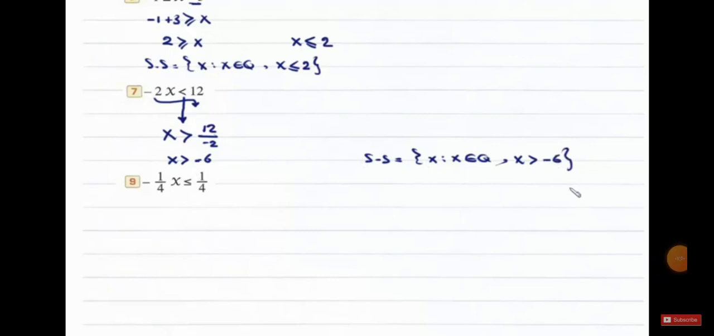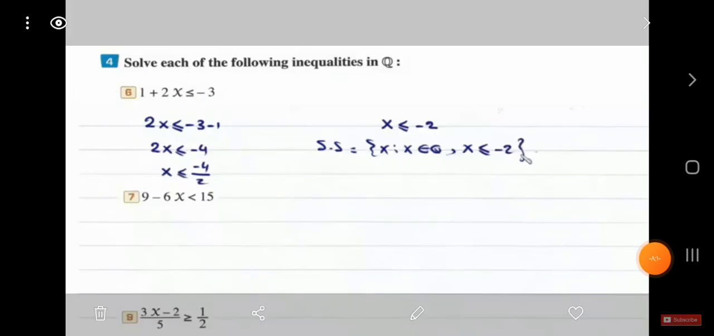Another example, negative 2x less than 12. Then we can say x more than 12 divided by negative 2. We change the sign because we divide by negative 2. Then x more than negative 6. Then SS is x, that x belongs to Q and x more than negative 6. Another example, 1 plus 2x less than or equal negative 3. Then 2x less than or equal negative 3 minus 1. Then 2x less than or equal negative 4, dividing the inequality by 2. Then x less than or equal negative 2. Then this is x, that x belongs to Q and x less than or equal negative 2.